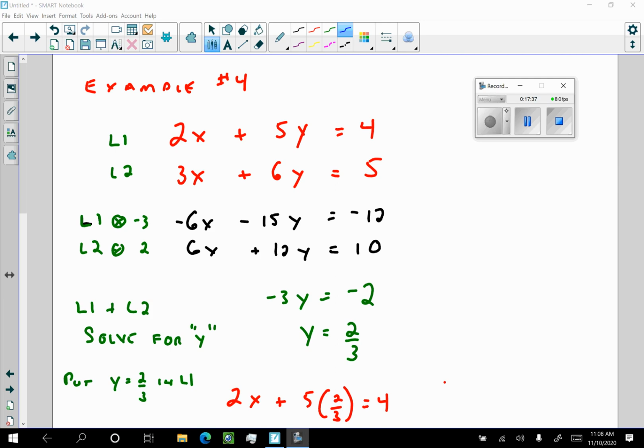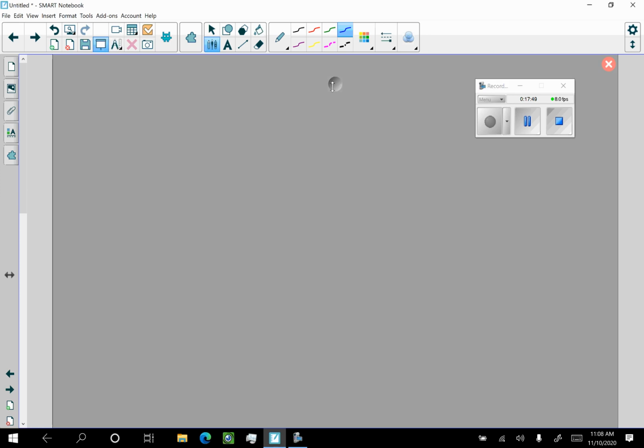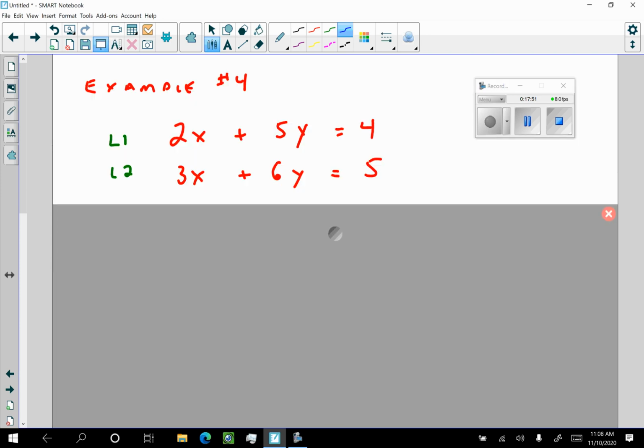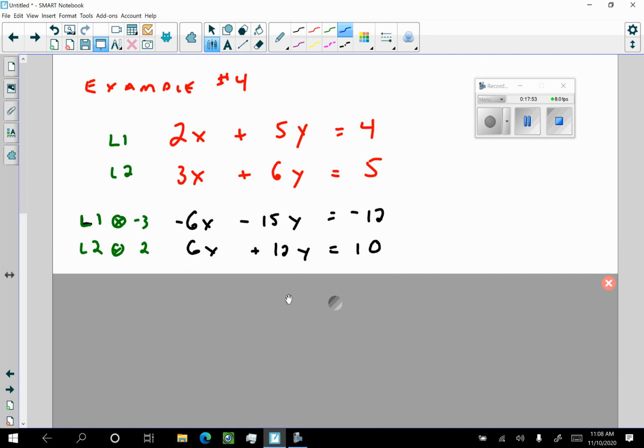Okay, the final example here is going to be this: 2x plus 5y is equal to 4, 3x plus 6y is equal to 5. This time, this is an interesting problem since it's not going to be any single number. So what I've chosen to do is multiply L1 by negative 3, and I chose to multiply L2 by 2. And then when I do that, these are the results.